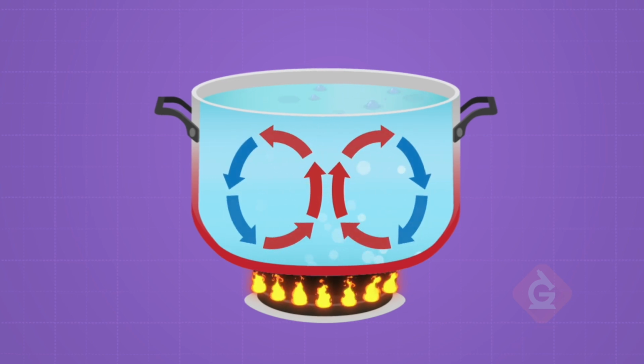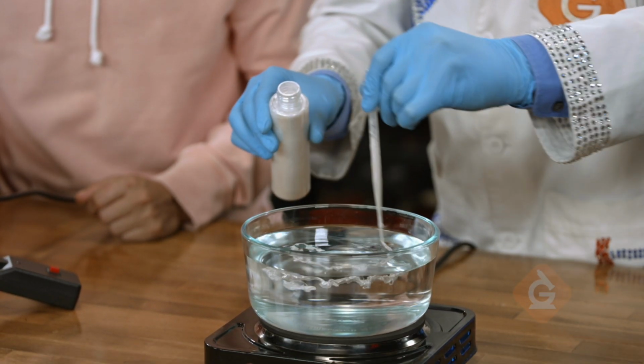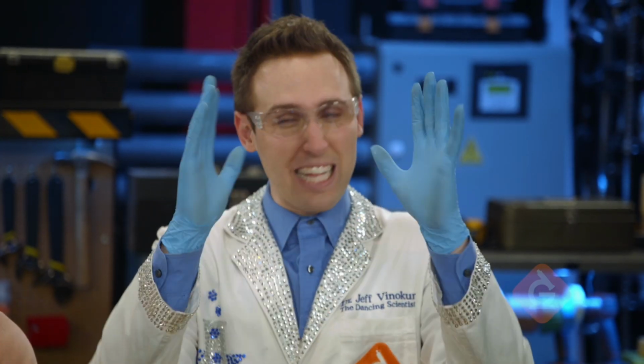This process is called convection, which is the transfer of thermal energy through the circulation of a liquid or gas. We can see convection in this bowl of water by adding this special liquid to it. Now, let's turn on the heat.